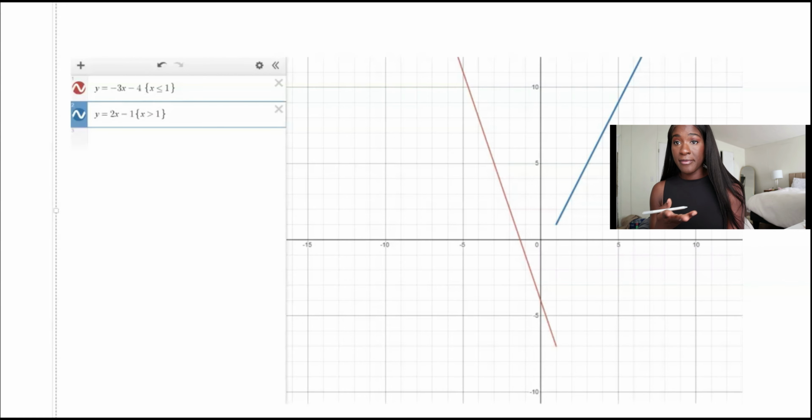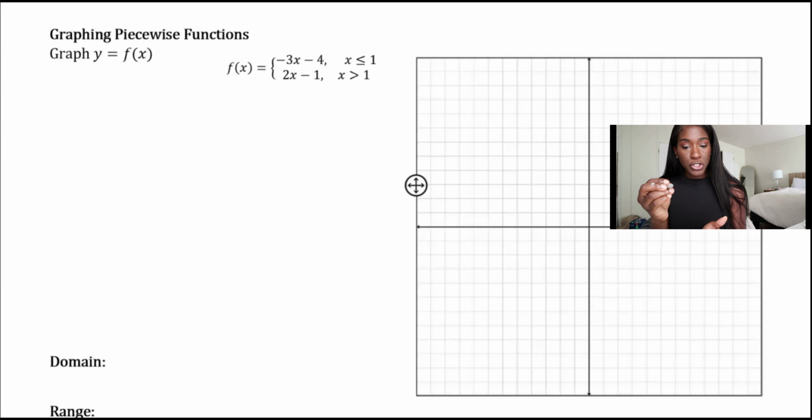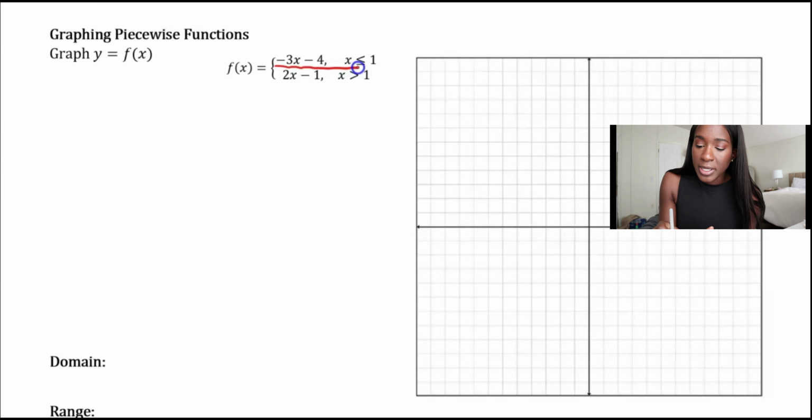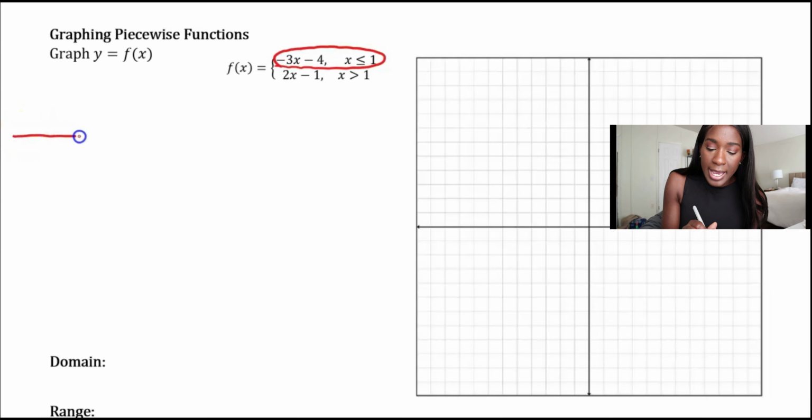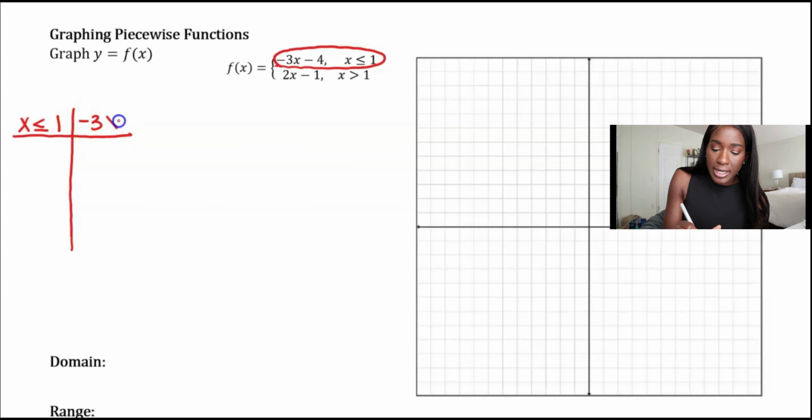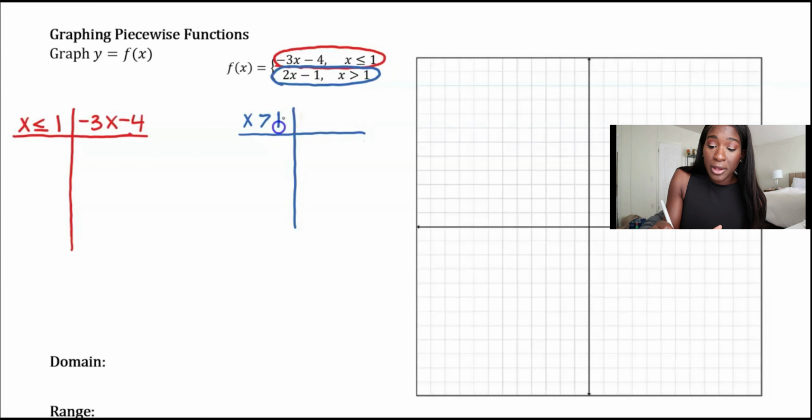So how I like to handle graphing piecewise functions is I again break the function up into two separate pieces. So I have a first piece, that negative 3x minus 4 when x is less than or equal to 1, and I'm going to make a table for that piece. But in the table for that piece, I can only plug in x values that are less than or equal to 1. And I'll be plugging them into the negative 3x minus 4. And then I'll make a separate second table for the second piece where I will be plugging in x values that are now greater than 1, and I'll be plugging them into 2x minus 1.